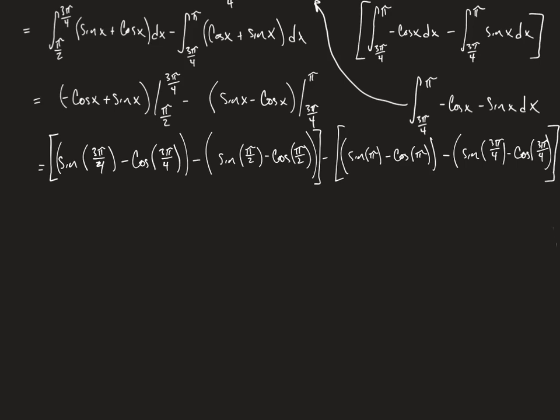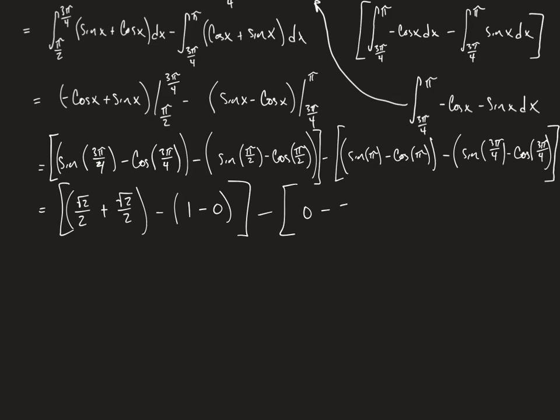Alright, I've plugged in the values, and now we can evaluate here. So sine of 3 pi over 4, we know that to be radical 2 over 2 from the unit circle, and so is cosine. But remember that cosine is going to be negative, so we're going to change that sign there. Minus a sine of pi over 2. And that's going to be 1 minus cosine of pi over 2, which is 0. So that takes care of the left side here, minus sine of pi. So that's 0 minus cosine of pi, negative 1. All right. And we probably could just write that if we want to be consistent here.